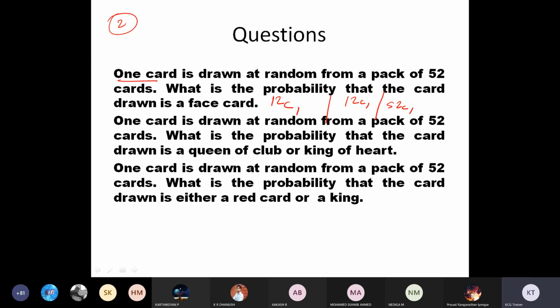Queen is card number 12. How many queens are there in club? Only one queen, because there are totally 4 queens. One queen will be from club, one from heart, one from diamond, one from spade. So all queens are only 4. In club, how many we have? We have only 1. Or means plus. So what is the answer for this queen of club? You have only one card, from that you have to pick one. Plus, king of heart, how much? How many hearts? 13 hearts. Out of that king, how much? Obviously 1. So 1C1.